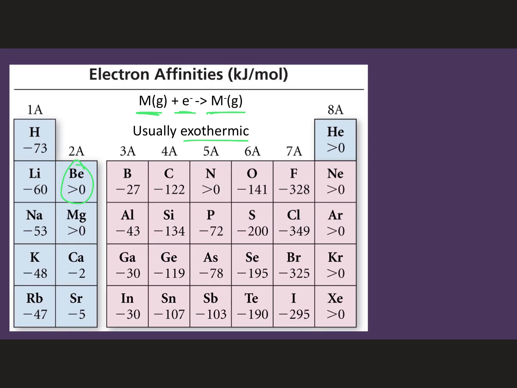If I'm adding an electron, what am I doing? For beryllium, to go to beryllium minus, we would be going from 2s2 to 2s2 2p1. So we're adding an electron into a higher energy orbital, and that takes energy. And we can see those types of things happening across the board.